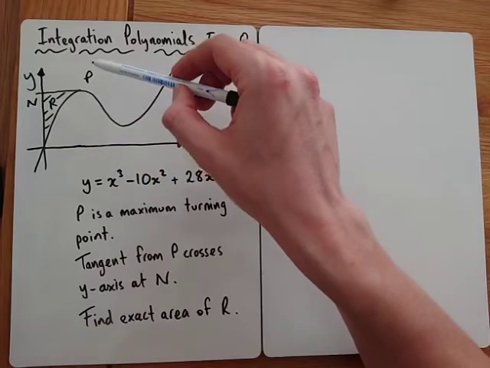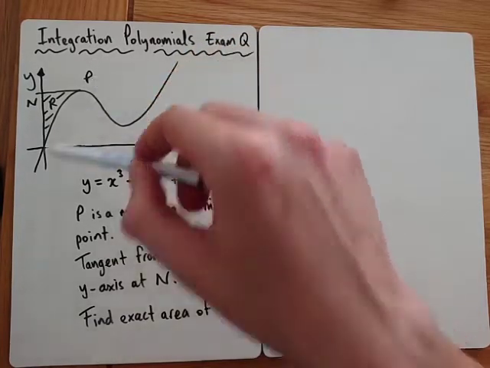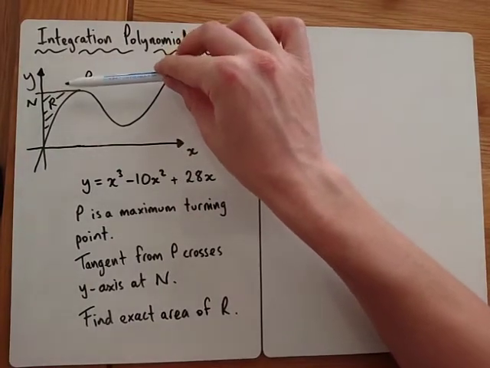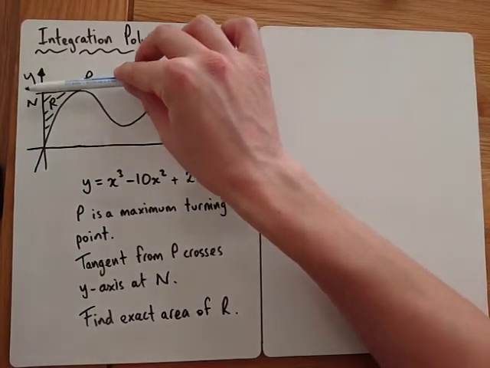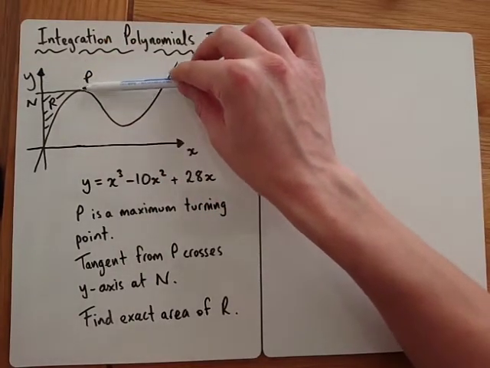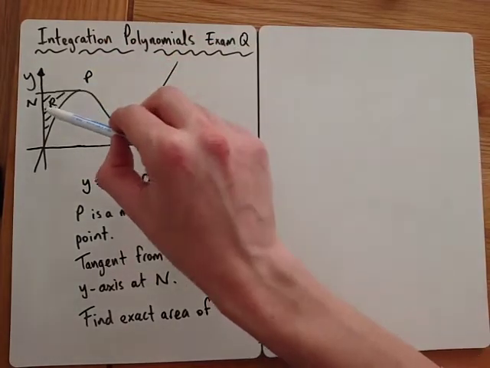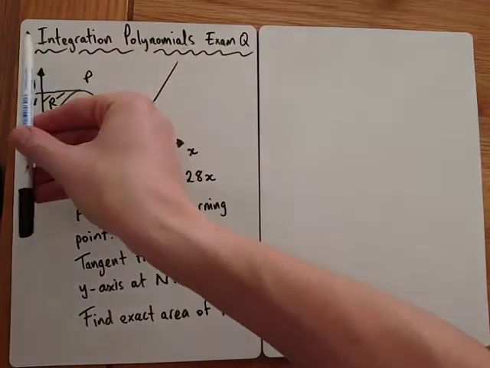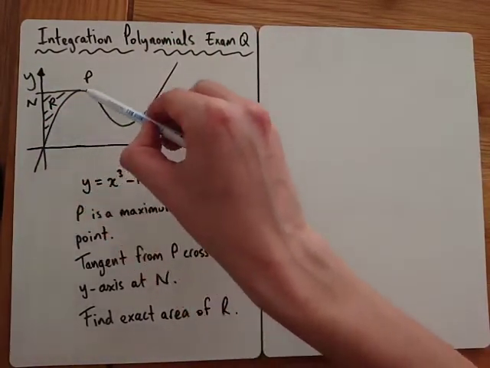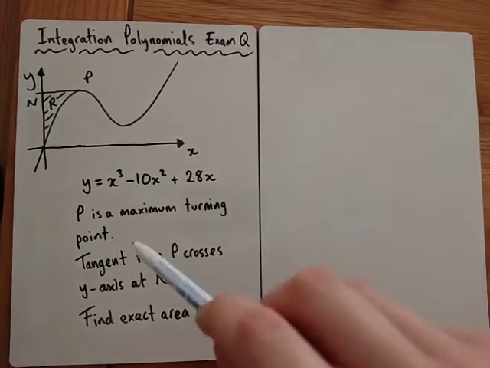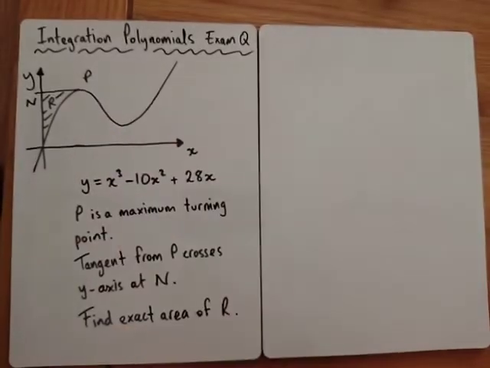We've got a point P, which is at our maximum point, and then there's a tangent. A tangent at the stationary point, don't forget, would be a horizontal line. So this horizontal line is a tangent from that stationary point, and we want to find the area between the horizontal tangent, the y-axis, and the curve. So we're going to have to integrate to find an area, but we're also going to have to differentiate to find the stationary point.